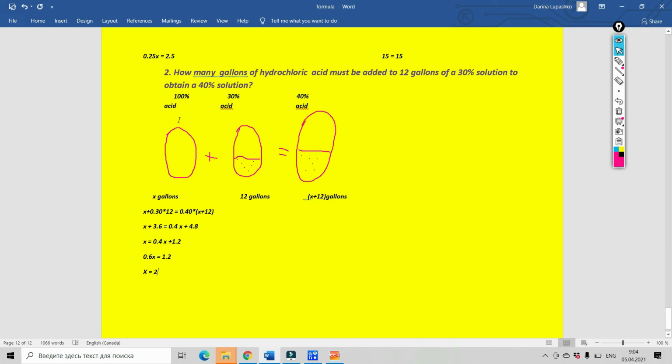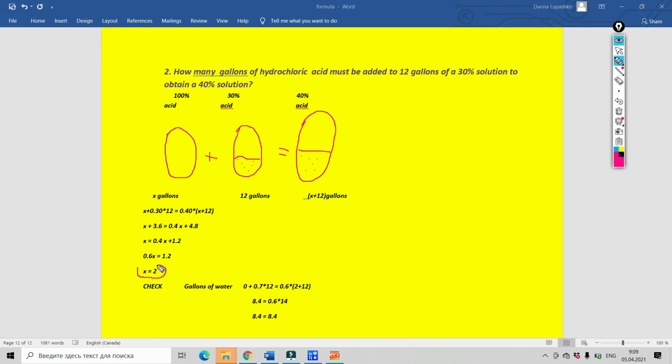And let's do our check. Let's see what happened with the water. Firstly, we had no water, because it was 100% acid, so 0, plus we added 70% of this 12 gallon solution, 0.7 times 12, and we got 60% water in this solution, so 0.6 times 2 plus 12. Now, 0.7 times 12 is 8.4, equals 0.6 times 14. 8.4 is on the left side of this equation, and on the right side is 8.4. So this is true, and we got that x equals 2 is our answer. So 2 gallons of hydrochloric acid must be added to 12 gallons of 30% solution to obtain 40% solution.